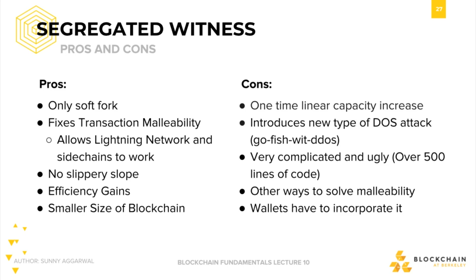The cons are, of course, it's just a one-time linear capacity increase. Once you've removed signatures from the transactions, you have half the transaction left, sure, but how do you scale that down even more? You've still just gone from 3.2 to 6.4, and that's not helping you get much more of a speed up. It introduces other denial of service kinds of attacks, and it's very ugly and hard to implement and super hacky, so you don't really want that. And there are definitely easier, cleaner, more clever ways to solve transaction malleability.